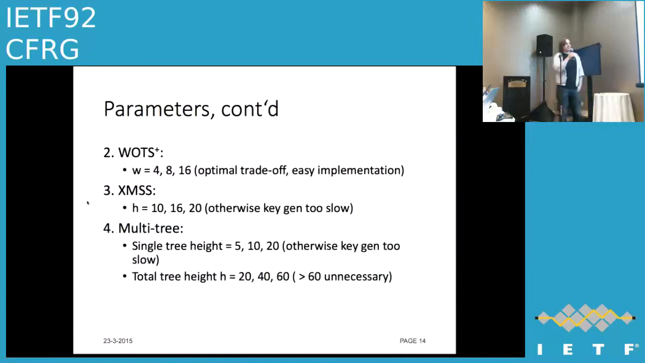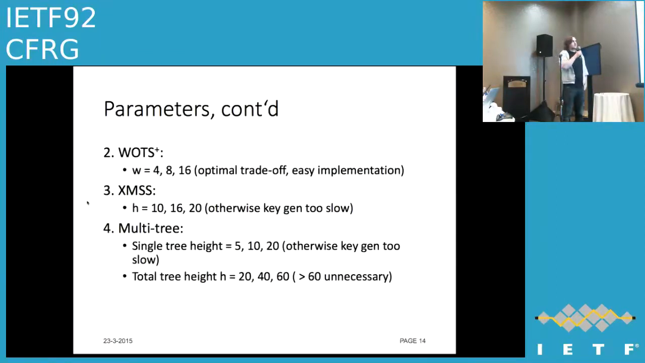For the multi-tree setting, we restrict, for the same reason, the single tree height to be 5, 10, or 20, and then support total tree heights of 20, 40, and 60. I think bigger than 60 doesn't make sense, so 2 to the 60 signatures is already something probably even an SSL server will not do within 100 years. And with less than 20 you wouldn't use several trees.